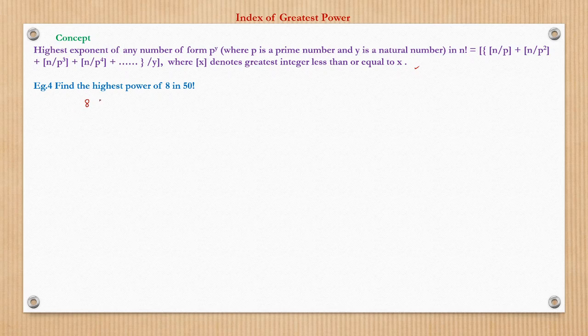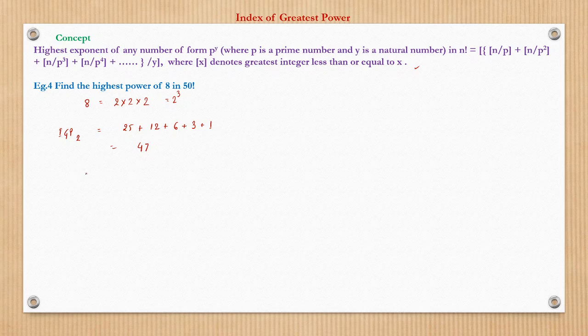So 8 we know is nothing but 2 into 2 into 2, which is 2 cube, right? So first let us find the IGP of 2 in 50 factorial. What would it be? 50 by 2 is 25, 25 by 2 is 12, 12 by 2 is 6, 6 by 2 is 3, 3 by 2 is 1. So here we get 25 plus 12 plus 6 plus 3 plus 1, which is 47. So IGP of 2 is 47.